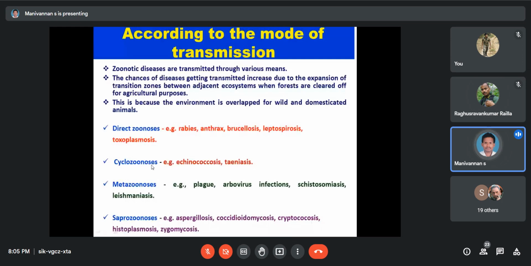In the fourth one, cyclozoonosis, the human acts as an end host, and the animal acts as the intermediate host. Example: Taenia solium, taeniasis disease.